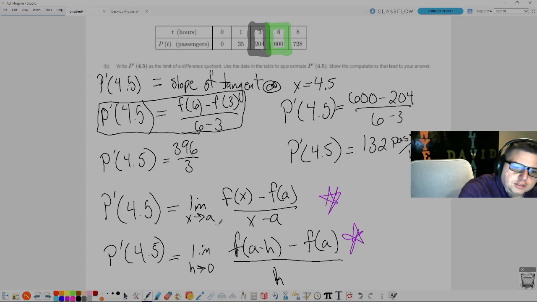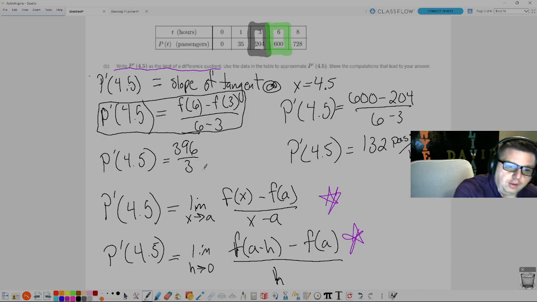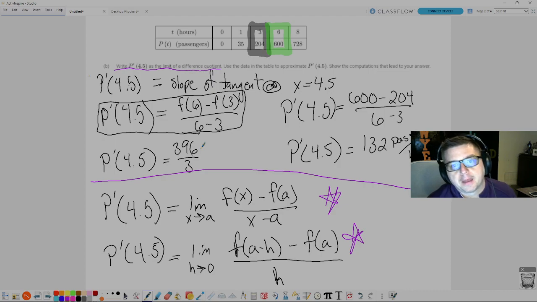So then with this, just replace the a with the 4.5s because it just says write it, and then use the data to approximate. So at that point, you have to kind of throw these out the window and then go back to this because it's sort of a different idea altogether. Interesting though.